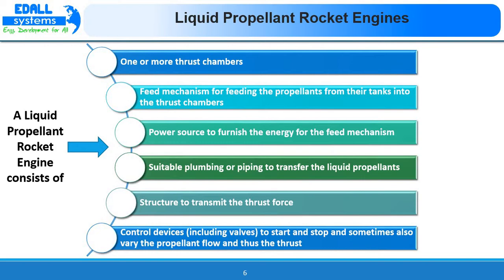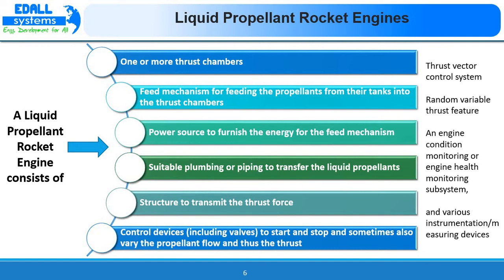Then a structure to transmit the thrust force. The thrust force which is created needs a strong structure to transmit it. A strong supersonic nozzle should also be present. Then control devices including valves to start and stop and sometimes also vary the propellant flow and thus the thrust. So some control devices are needed to change some of the settings. Also there might be some applications where we will need thrust vector control systems, a variable thrust feature, an engine condition monitoring or engine health monitoring subsystem, and various instrumentation and measuring devices.